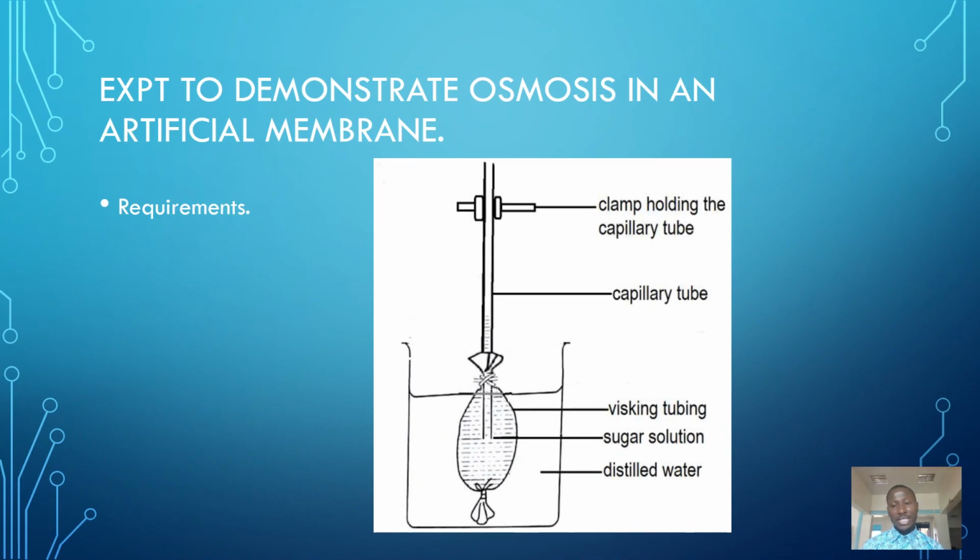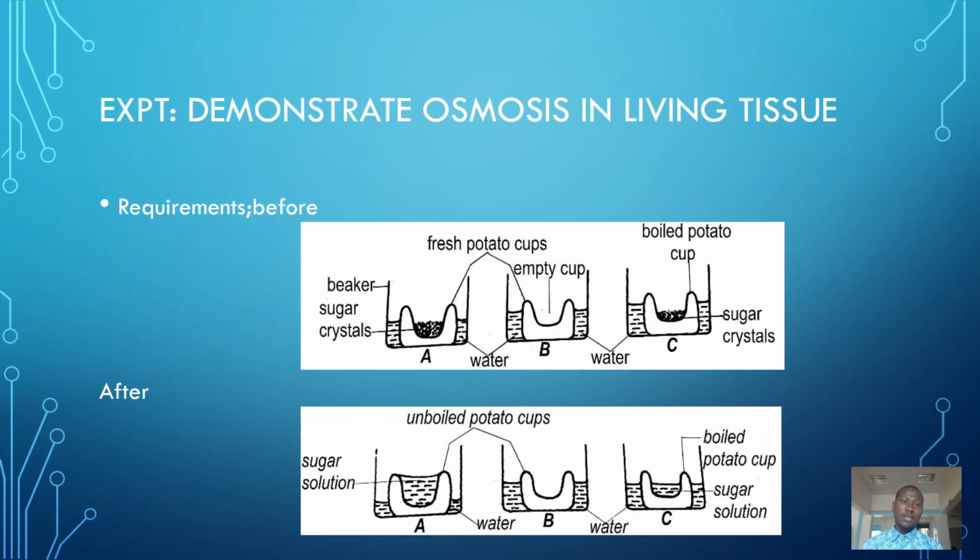Here we use a capillary tube, and then we organize our setup as shown here. We have sugar solution in the capillary tube and then water in the beaker. Then after 30 minutes, the solution in the capillary tube rises due to absorption of water from the surrounding solution by osmosis. The capillary tube absorbs water by osmosis. Then experiment to demonstrate osmosis in living tissue.